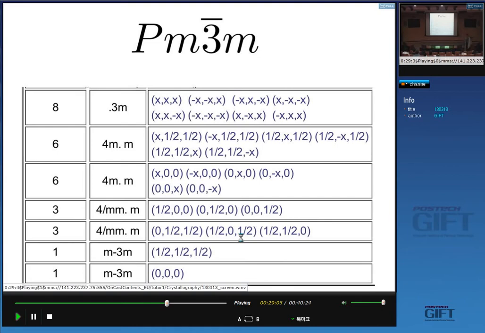I place them at 0-0-0 or at half-half-half. Okay, so I can place the cesium atom at 0-0-0, chlorine atom at a half-half-half. And then what I can do is test this hypothesis by doing a diffraction experiment. Do the intensities come out correctly? Okay? Happy with that?